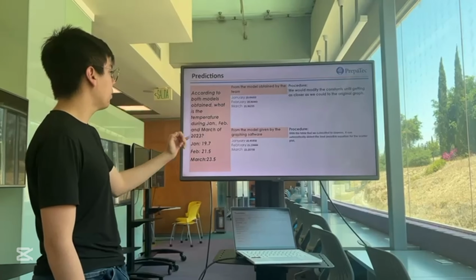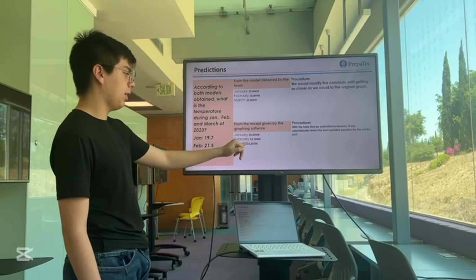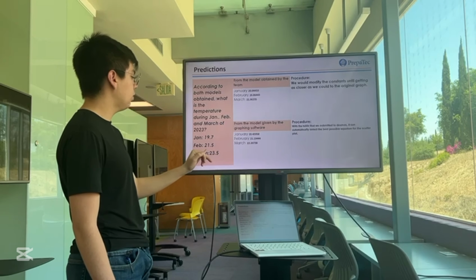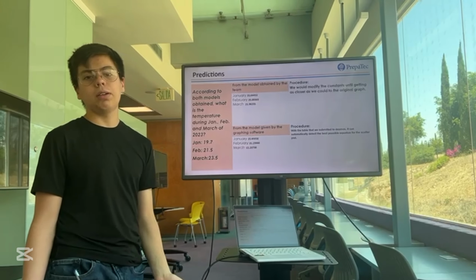For the following months, Desmos got better, with 21.5, and Desmos is better, and March 23.5 degrees. Desmos is more accurate overall compared to our equation.